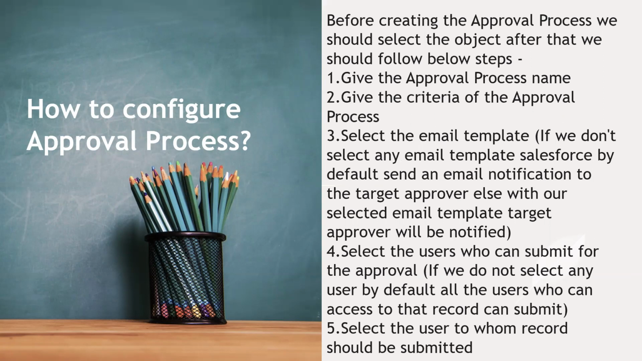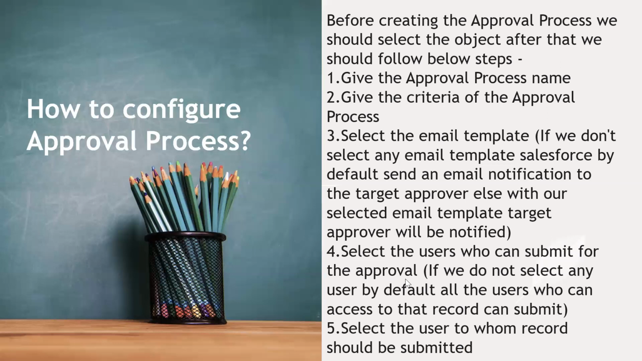The first step is to give a proper approval name, and the second step is to give the approval criteria of the approval process. The third step is to select the email template. The fourth step is to select the users who can submit the approval, and the fifth is to select the user to whom the record should be submitted. So these are the four or five steps.